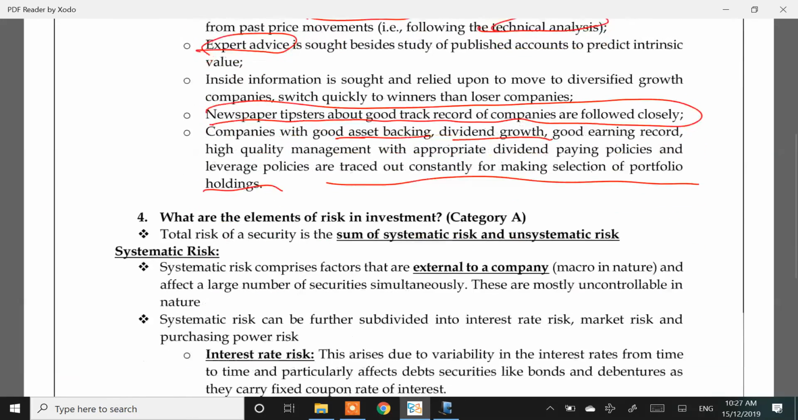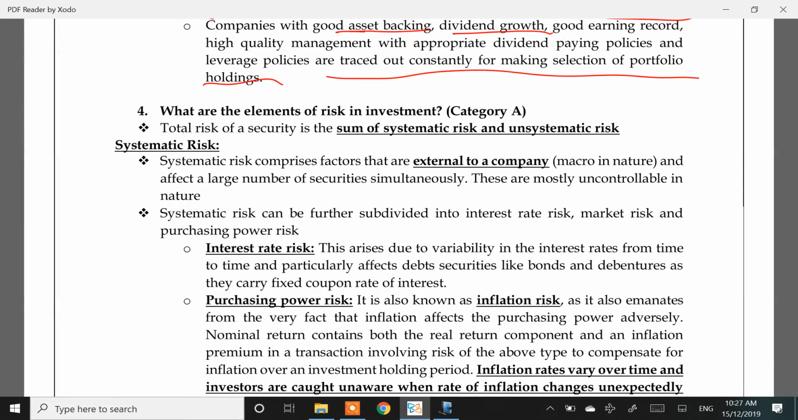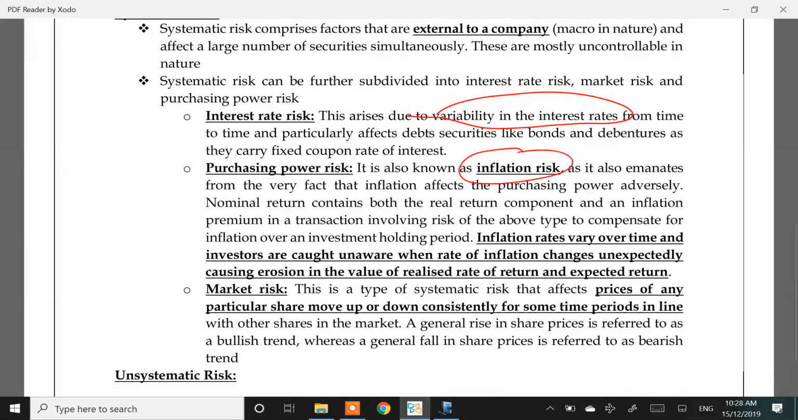Business and financial. So systematic risk comprises factors that are external to the company and affects a large number of securities. You have interest rate risk, which is variation in the interest rates. Purchasing power is variation in inflation. So if inflation rates increase significantly, it can cause an erosion in the realized return. Market risk is also a type of systematic risk. And what happens is the price of some shares can move up or down consistently with other shares in the market. If a lot of shares are moving up, this company will also start moving up. If a lot of shares are coming down, this share will also come down, and that is because of the bull market or the bear market. There can be a bullish trend or there can be a bearish trend.